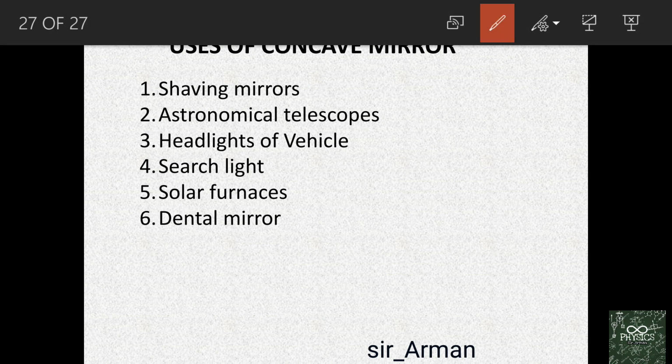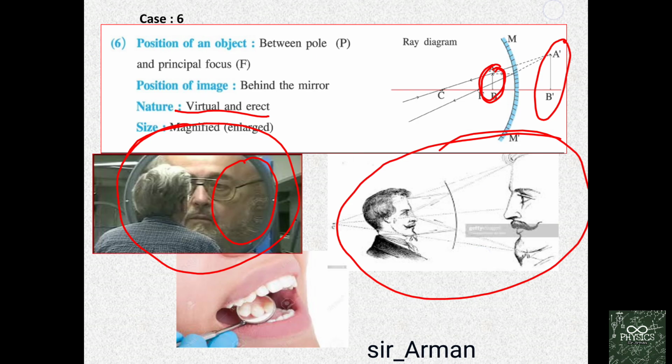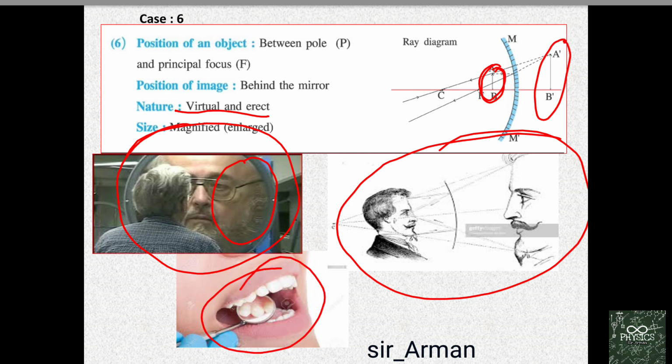Now in the next slide, let's see the uses. The concave mirror is used in shaving mirrors, right, to see the magnified image of the face. In astronomical telescopes, in headlights of the car, that we have discussed. In searchlights also we have discussed. In solar furnaces and in dental mirrors. So here in this slide you can see that we can use this concave mirror as a dental mirror also, and in shaving also.